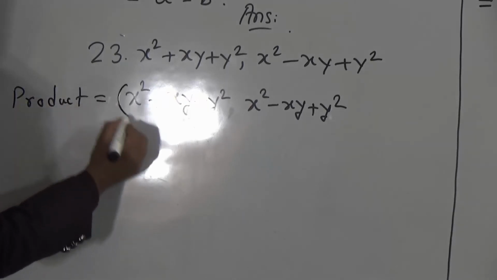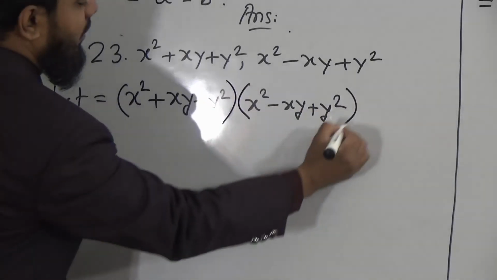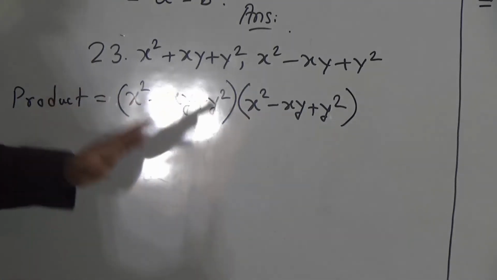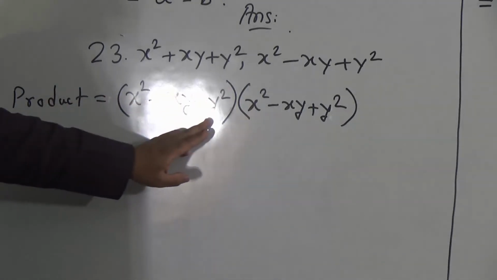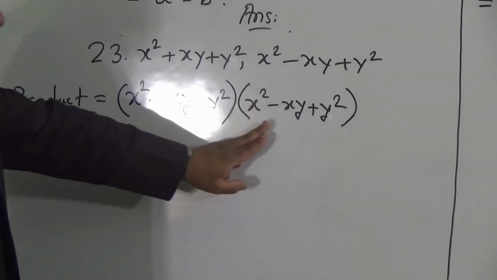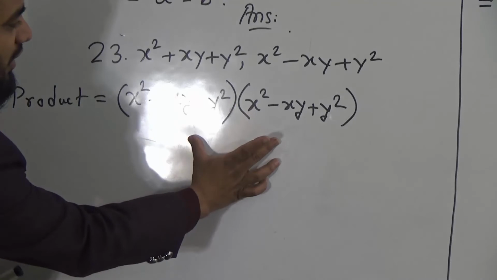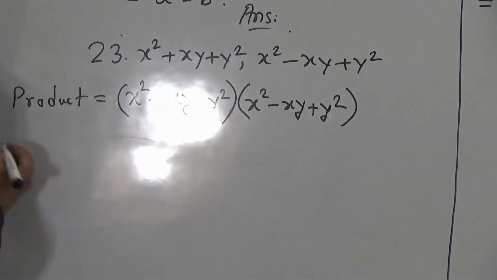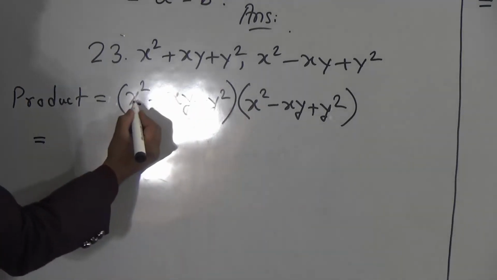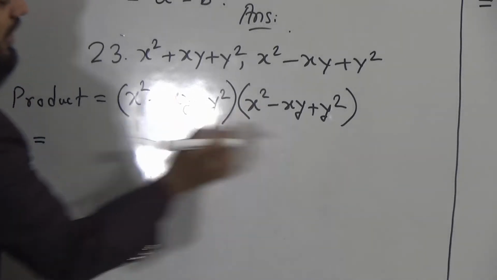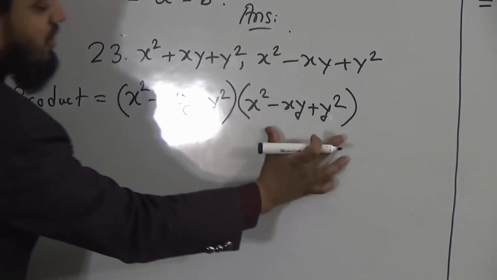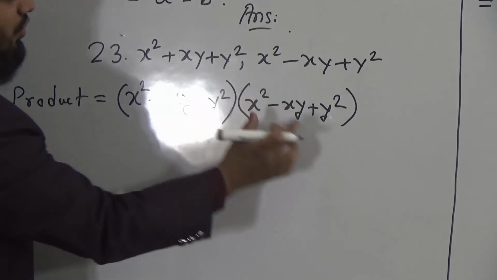The product will be these two expressions. We need to multiply x square plus xy plus y square with x square minus xy plus y square. This means, as in the previous example, x square is multiplied with this one, xy is multiplied with this one, and y square is also multiplied with this one.